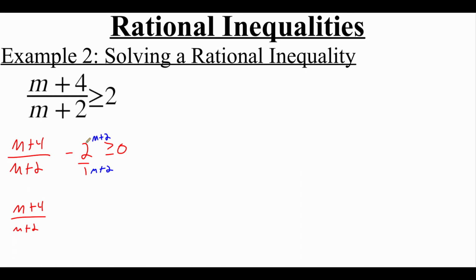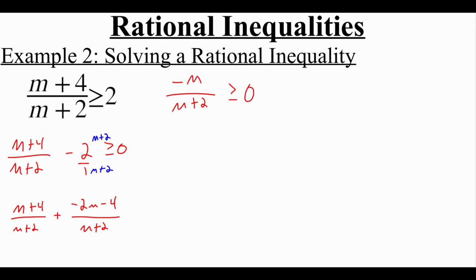Now if I distribute that -2 on top, -2 times m is -2m, and -2 times 2 is -4. And this is going to be over m plus 2. And then we're going to add these fractions together. So m plus -2m is going to be -m. And if I take 4 plus -4, that's going to cancel out on top. Then the denominator is just going to be m plus 2. And this is now greater than or equal to 0.